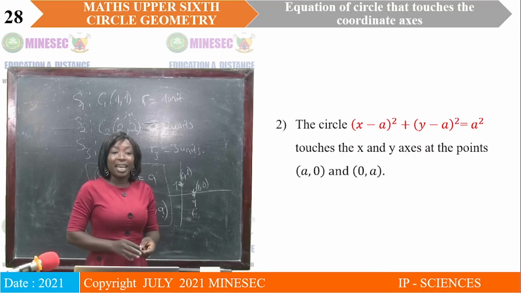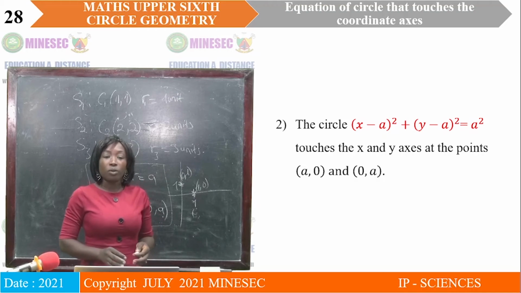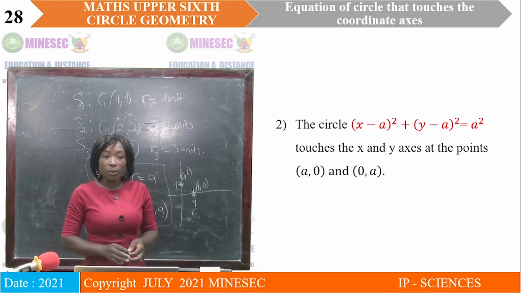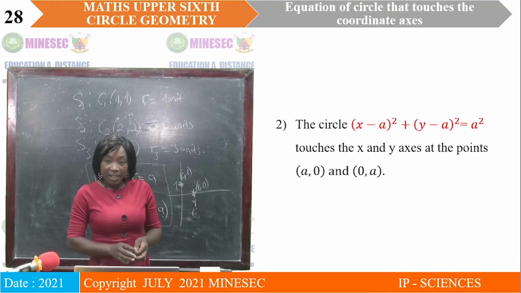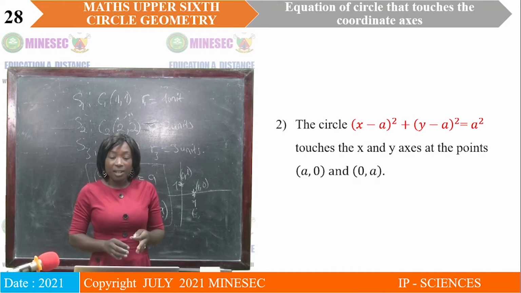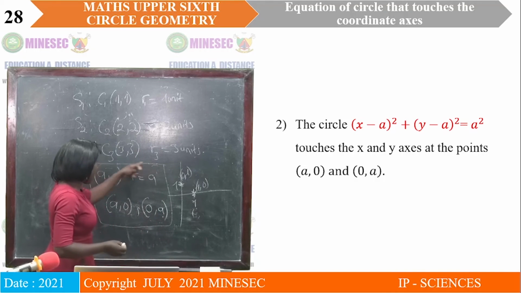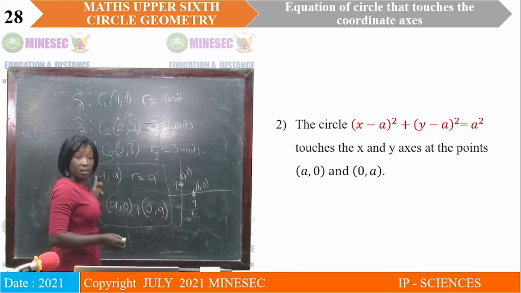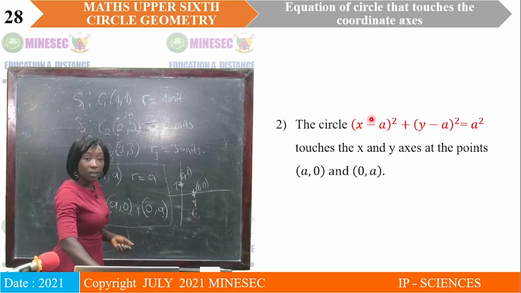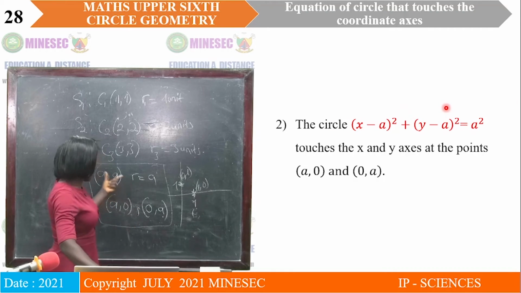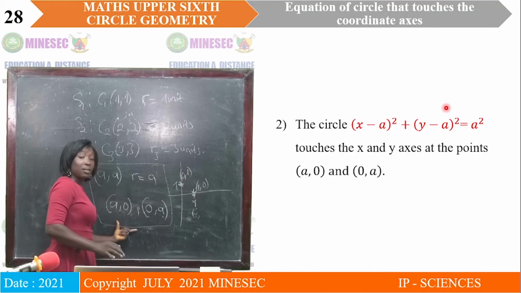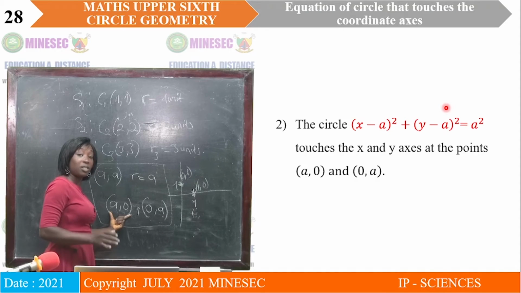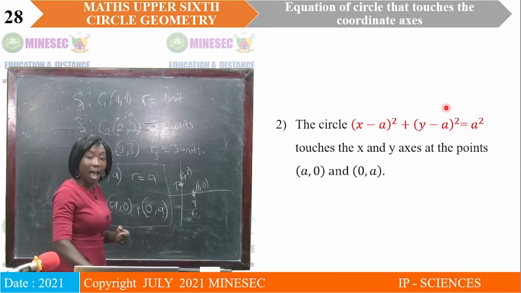Now, the circle (x − a)² + (y − a)² = a² touches the x and y axes at the points (a, 0) and (0, a). That is just the pattern I have given you here. From this equation you come out with the center and the radius, and then you follow this pattern to come out with the coordinates of the points at which the circle will touch the coordinate axes.